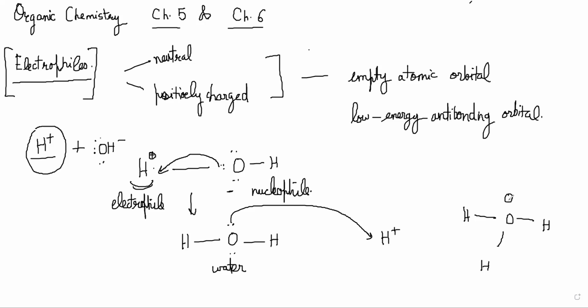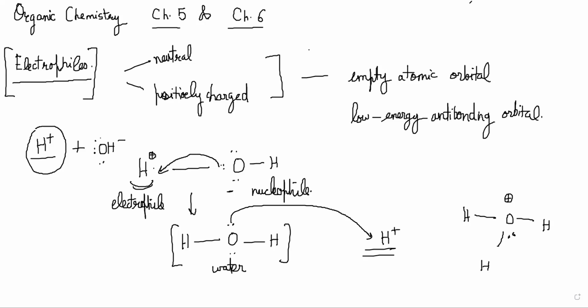Why does it become H3O plus? Because overall this was neutral and this was positive, and charge cannot be created or destroyed. So finally, it has to have a positive charge. So that is the hydronium ion.